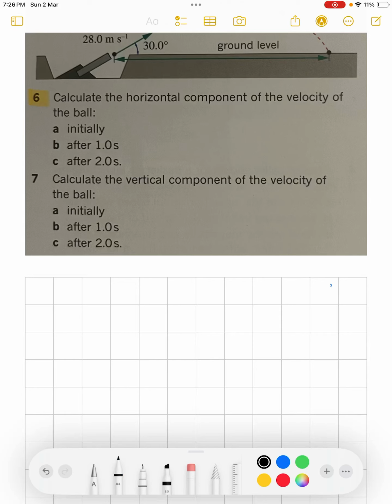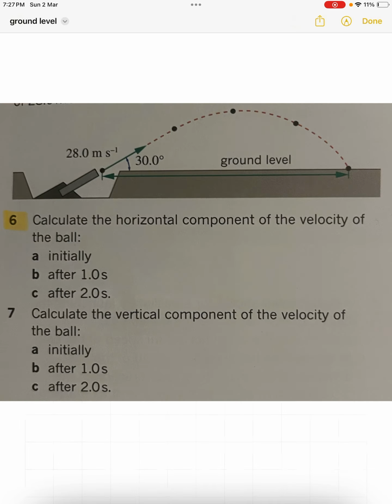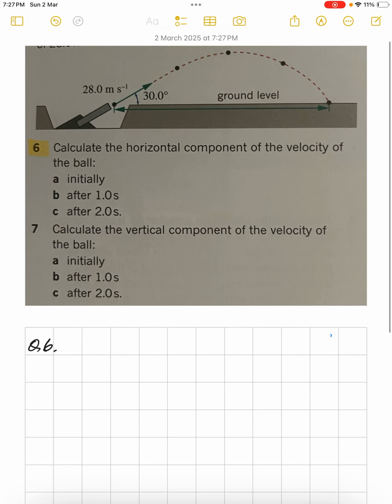I'm going to be looking at question 6, and this says calculate the horizontal component of the velocity of the ball initially, then after 1 second, and after 2 seconds. So let's have a look at that.